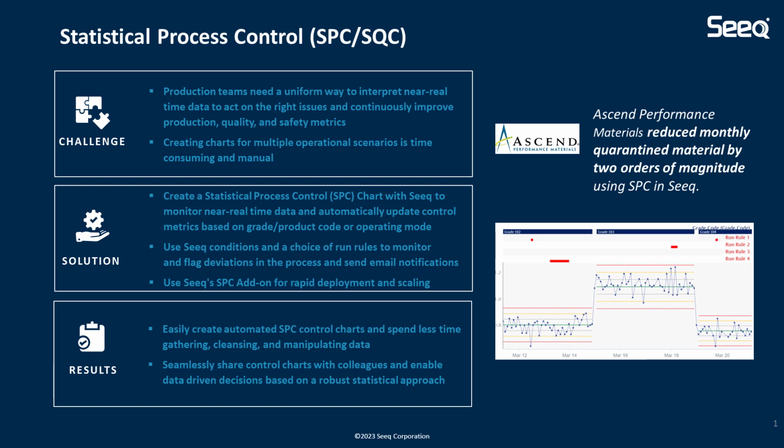Seeq's event identification makes it easy to create SPC and SQC control charts that update control parameters automatically based on the grade or product that is currently being manufactured. By employing run rules, Seeq can automatically identify and flag deviations in the process and send email notifications to alert personnel. In Seeq, control charts can be shared so everyone involved can be kept informed with near real-time process monitoring.